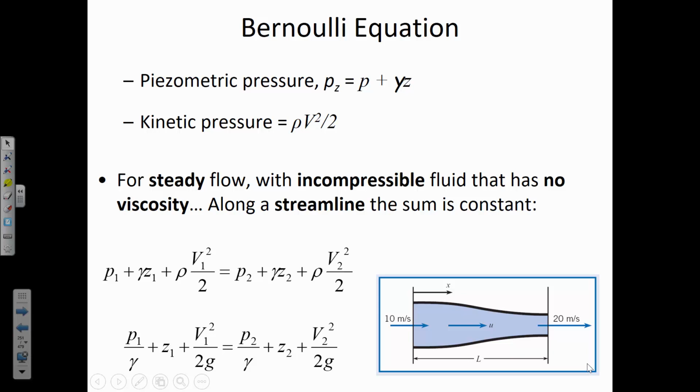And it's applied to situations where there's a convective acceleration. So like a nozzle where the velocity is changing. Any questions so far about Bernoulli's equation? Yeah.